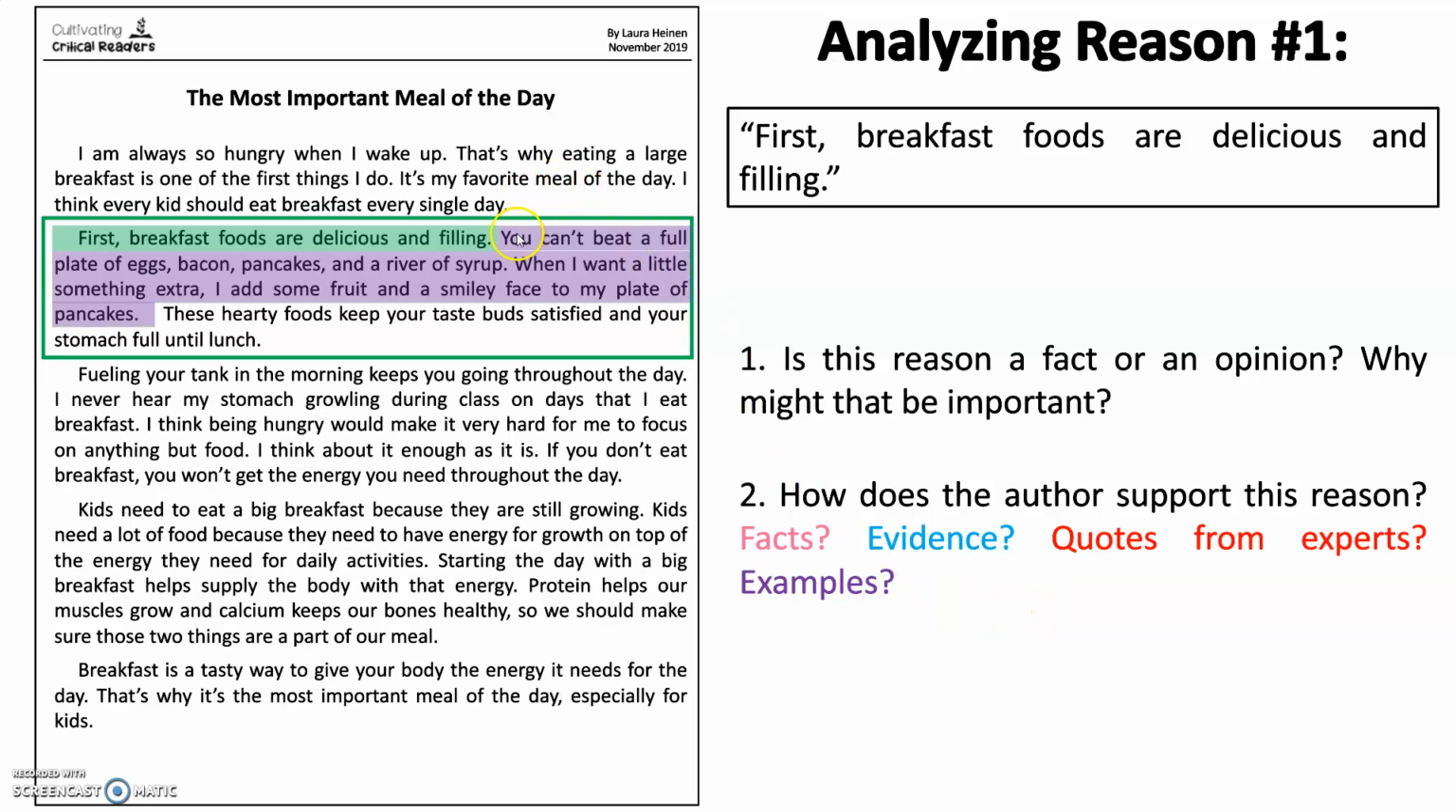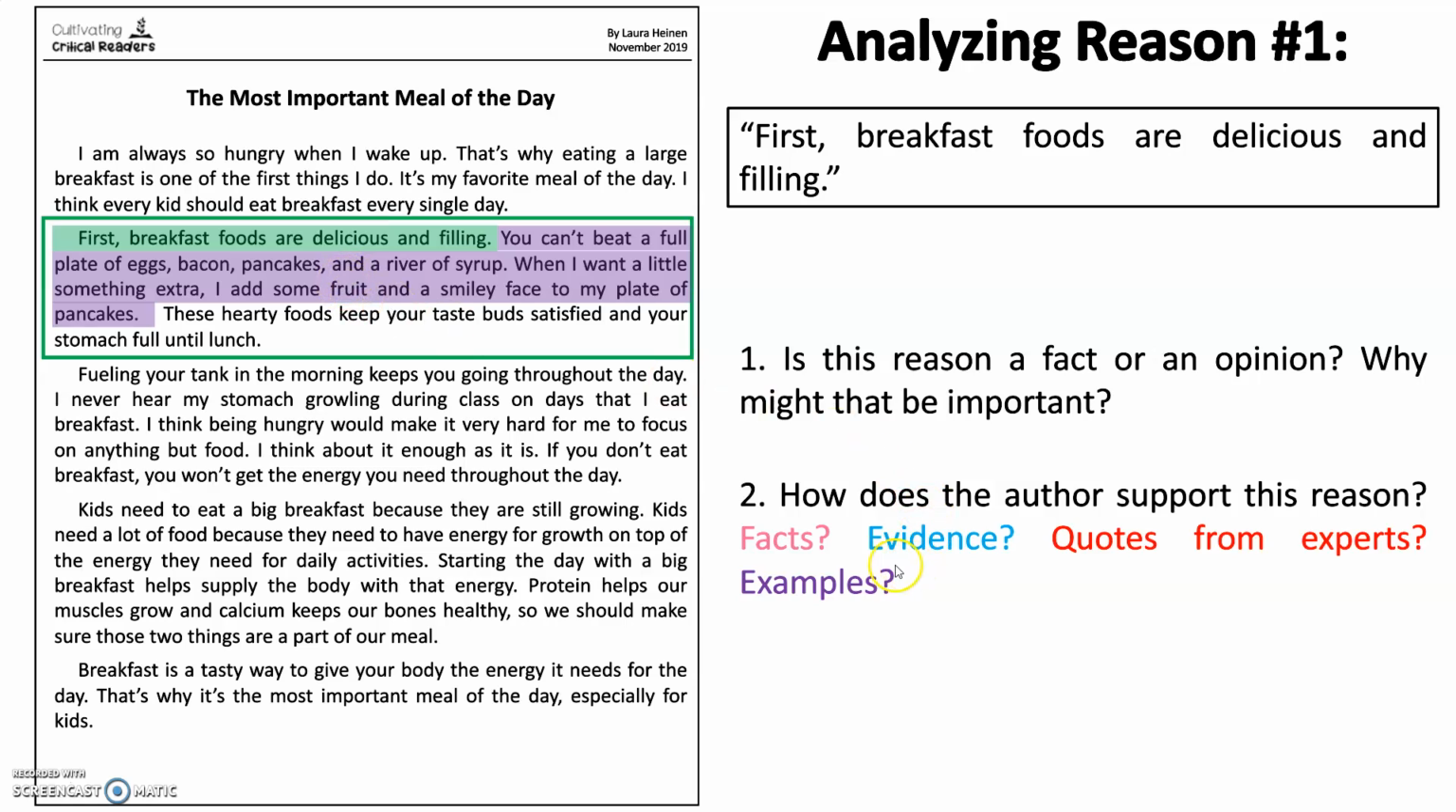Well, they give examples. You can't beat a full plate of eggs, bacon, pancakes, and a river of syrup. When I want a little something extra, I add some fruit and a smiley face to my plate of pancakes. So they supported their first idea with examples.